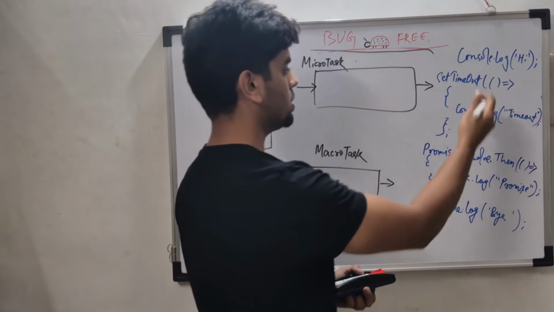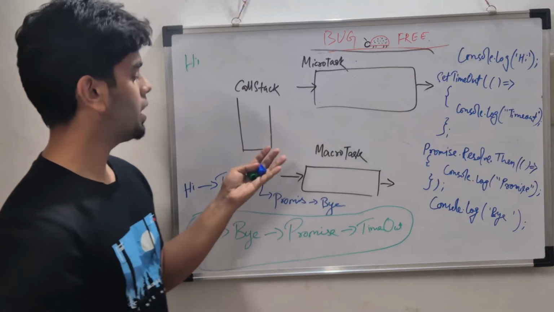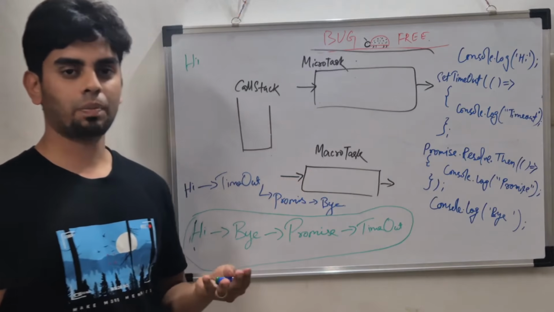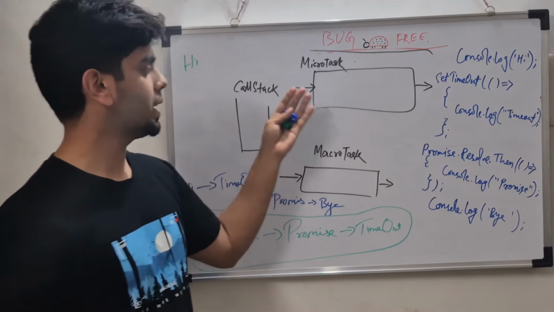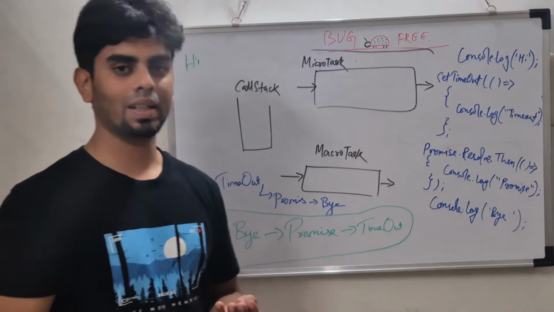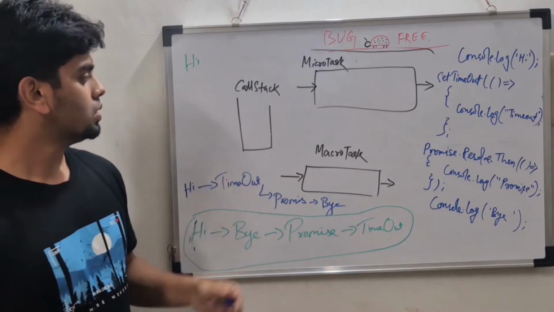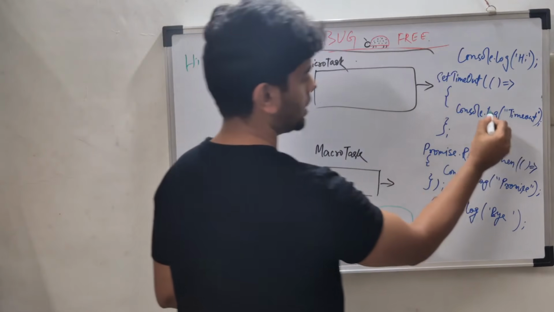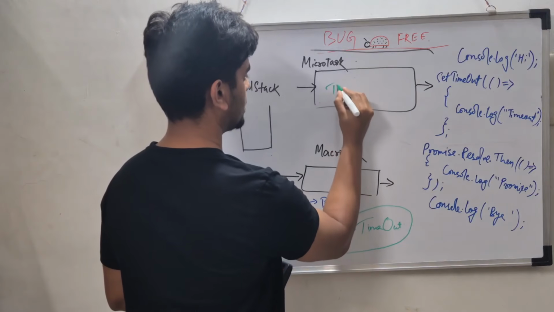Next it goes to the timeout. In the event loop, the most priority is given to the macro task, which is used to handle promises, async, await, those kinds of things. Next priority goes to the micro task, which helps to handle setTimeout, setInterval, setImmediate, those kinds of things. As this piece of code is a setTimeout, this code will get pushed to the micro task. This timeout console log will be here.